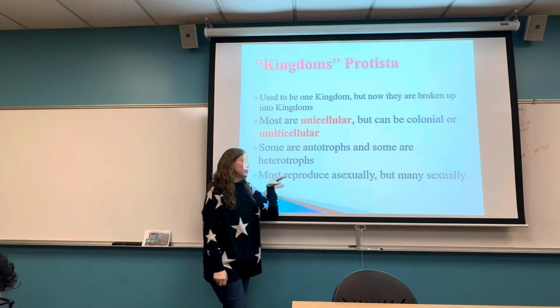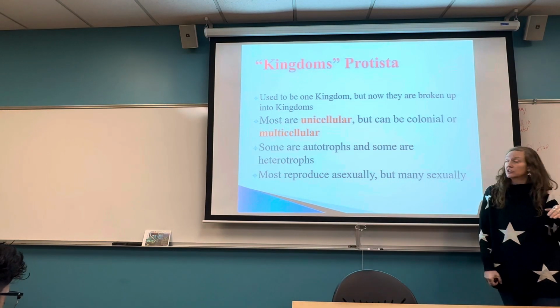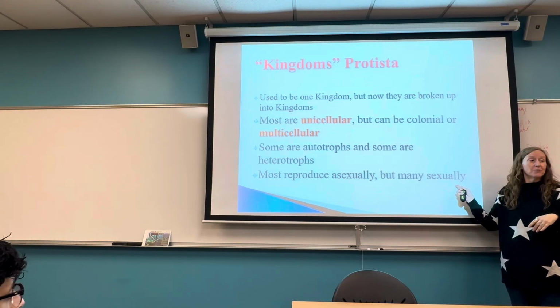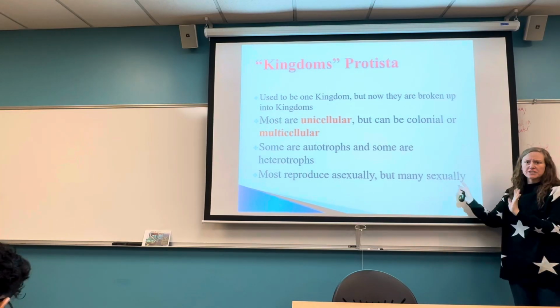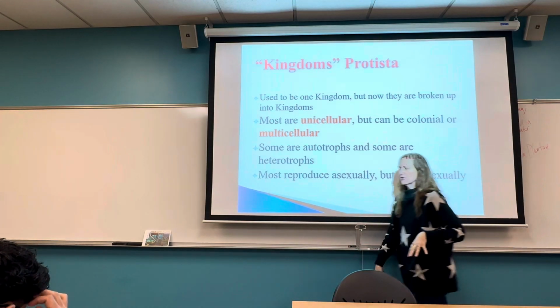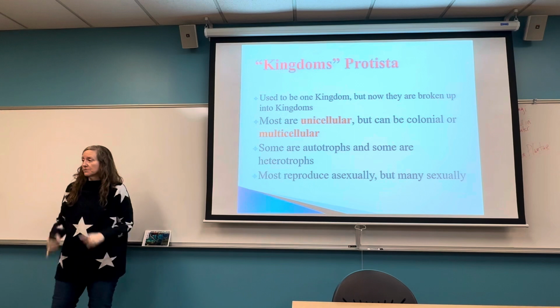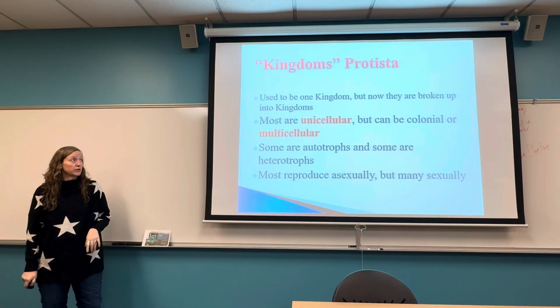Most of them just reproduce asexually. They make a genetically identical copy of themselves. They don't use sperm and egg, but some of them do make sperm and egg. So we've got some basic features, we've got a lot of diversity, and there are a lot more ways that we can diversify them. So we're going to talk also about how some are plant-like, some are animal-like, and some are fungal-like. We'll put them into those categories too.